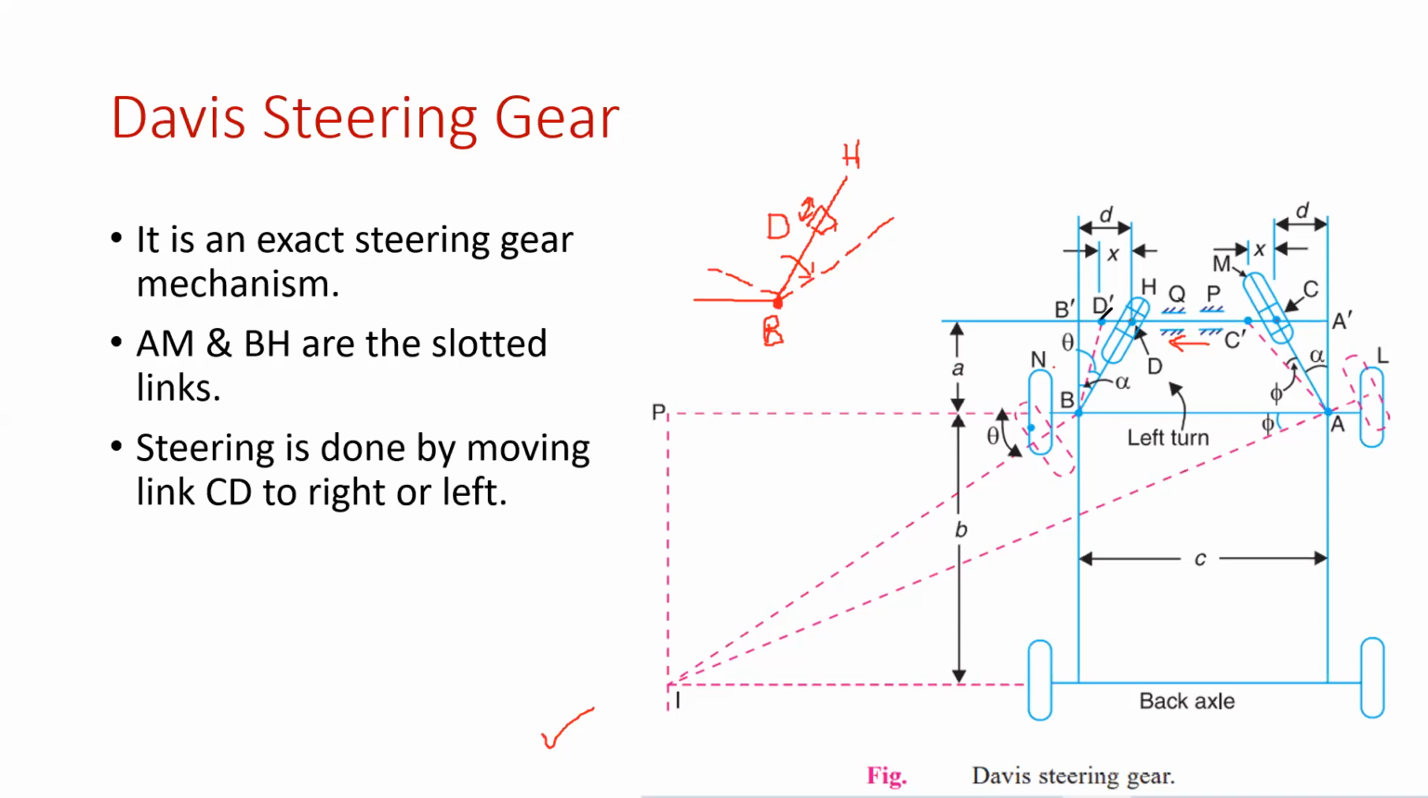Point D will come to D dash. Point C will come to C dash position. Okay, and as this is one link over which the axle is mounted, the axle will also get turned through the angle theta. Okay, so it is your mechanism. In order to understand it in a better way, I will show you the video.